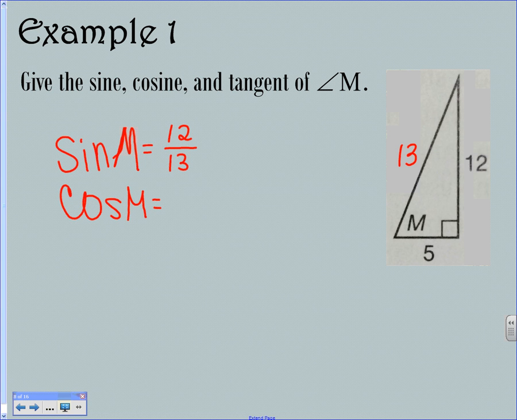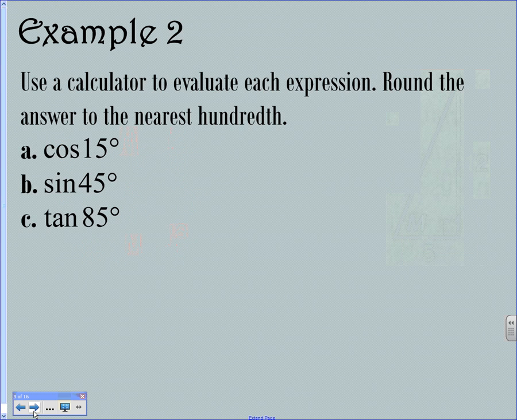Okay, what would be the cosine of angle M? And you don't even have to make them into decimals. You can leave them as fractions. Okay, what about the tangent of angle M? Do y'all see how that works? Any questions there?